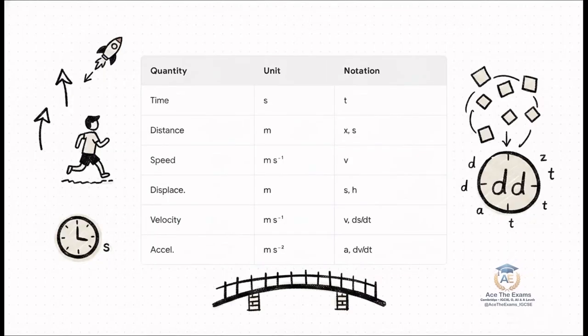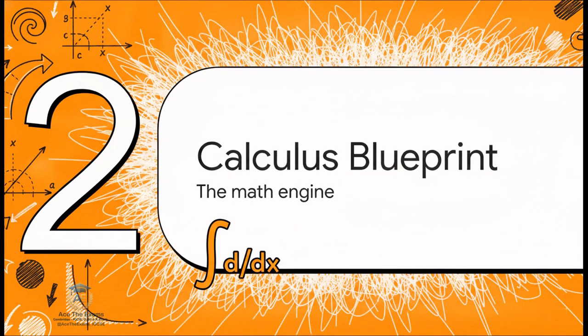Okay, I want you to take a quick mental screenshot of this data table right here. These standard SI units and notations are literally the essential vocabulary of every single kinematics question you're going to face. Notice how displacement is usually represented by s, velocity by v, and acceleration by a. But more importantly, look closely at the notations involving d over dt, like ds/dt or dv/dt. This right here is our bridge into the math. Understanding this specific notation is absolutely crucial because it unlocks the entire calculus approach to kinematics that we're about to jump into. Which brings us nicely to part 2, the calculus blueprint.